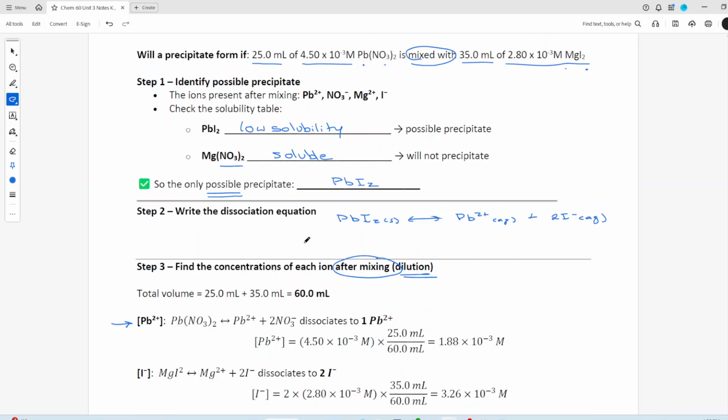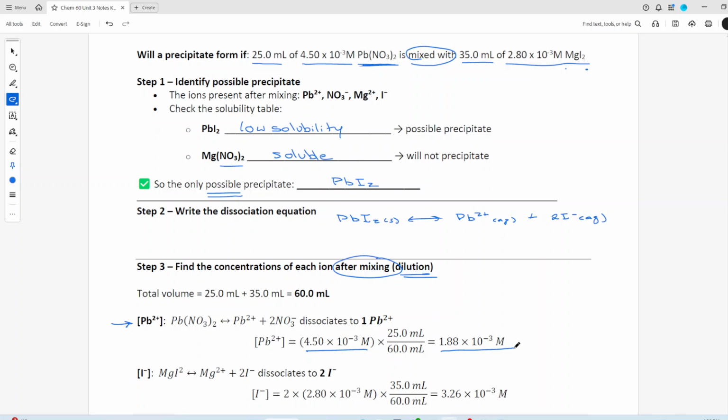So the lead nitrate up here was brought into solution, and it was 25 milliliters of 4.5 times 10 to the negative 3. Now, lead nitrate dissociates into 1 lead ion and 2 nitrate ions, so it's a 1-to-1 ratio. So it's going to dissociate to 1 lead ion, which is the 4.5 times 10 to the negative 3 molar. Then we want to do the solution dilution. So there's 25 milliliters of the lead nitrate getting mixed to a total volume of 60 milliliters to give us a concentration of lead ions as 1.88 times 10 to the negative 3.